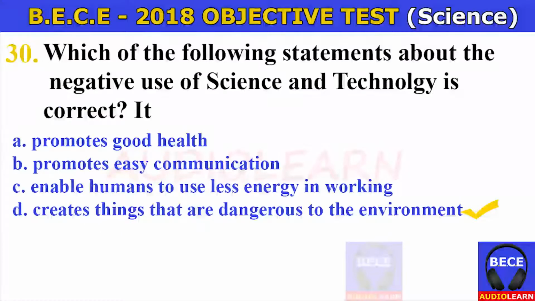Number 30. Which of the following statements about the negative use of science and technology is correct? It A. Promotes good health, B. Promotes easy communication, C. Enable humans to use less energy in working, D. Creates things that are dangerous to the environment? And the answer is D. Creates things that are dangerous to the environment. The question was, which of the following statements about the negative use of science and technology is correct? And the answer is it creates things that are dangerous to the environment.